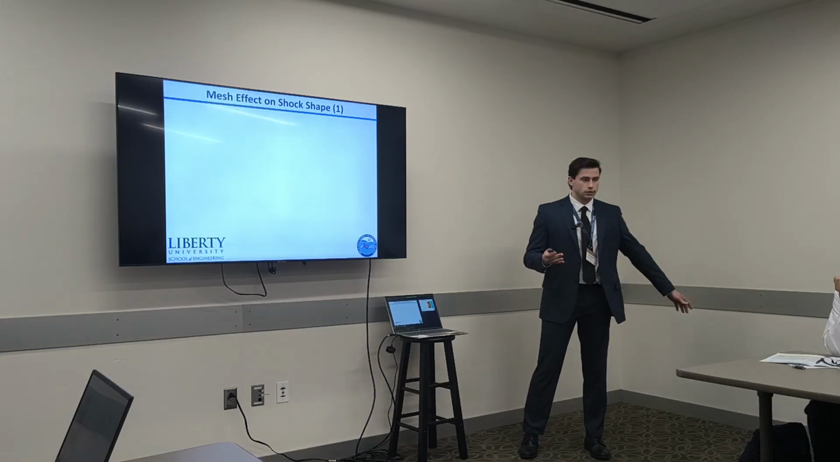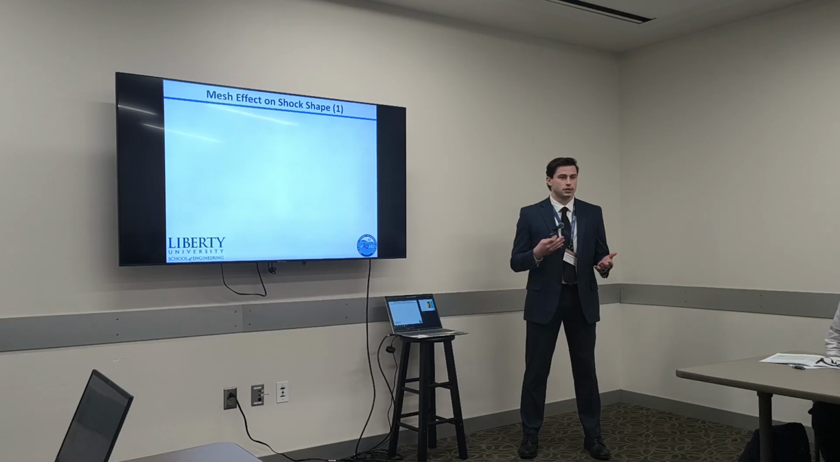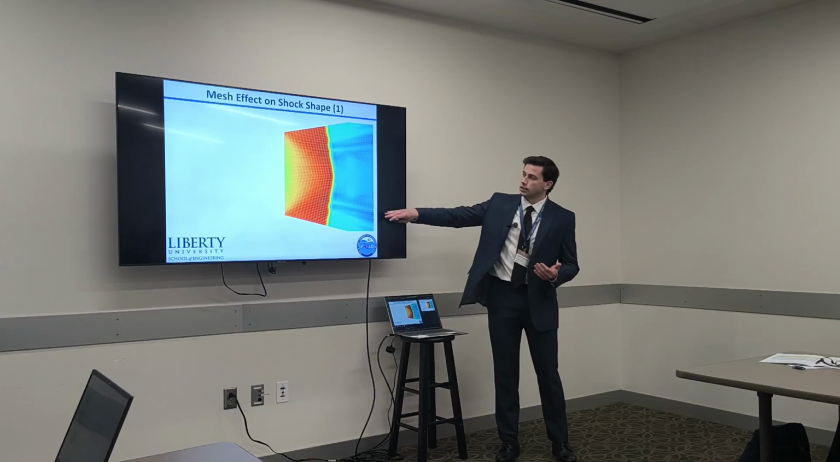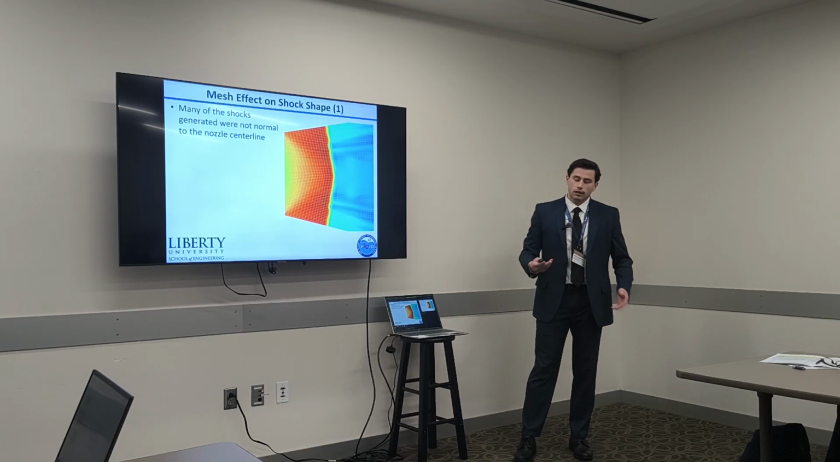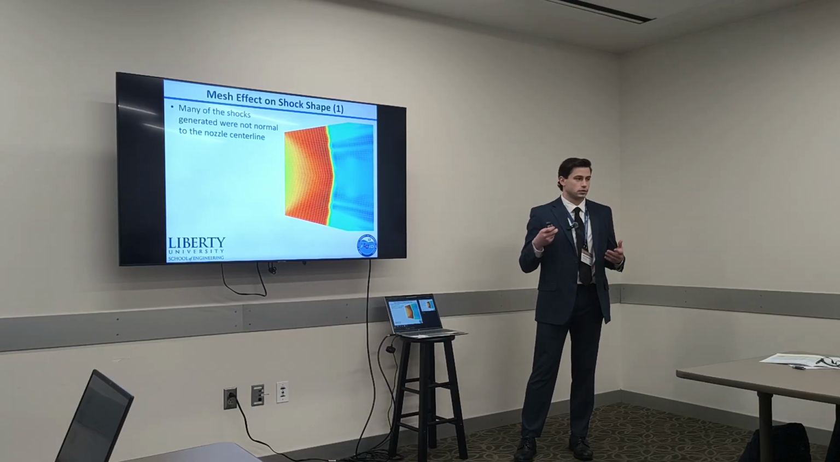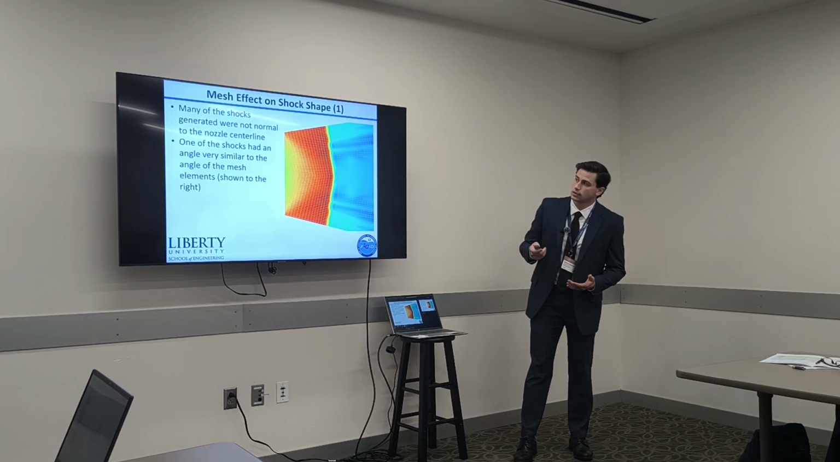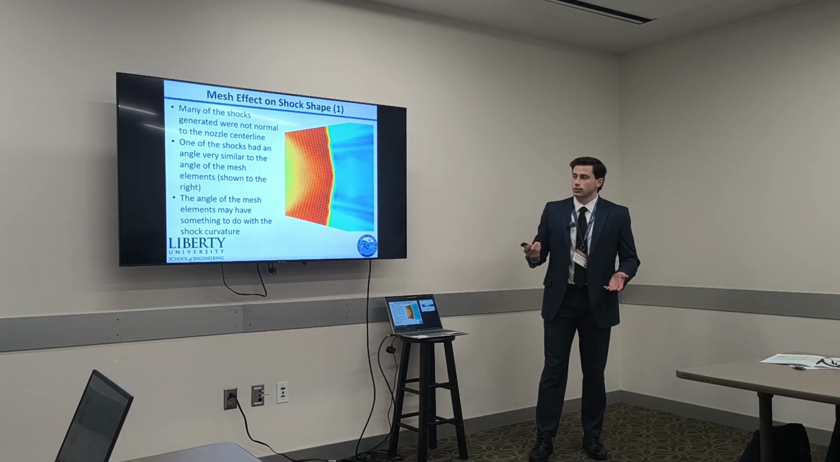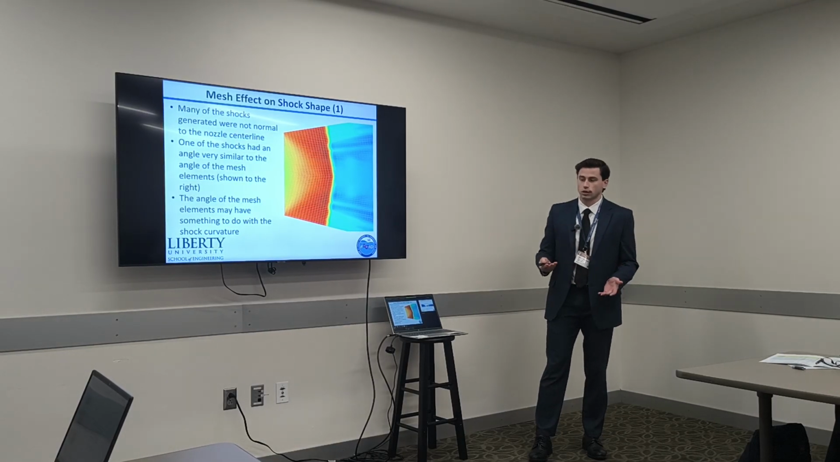So this is an interesting effect that we were having trouble with testing these different meshes. We were noticing that the different meshes affected the shock shape. So here you can kind of see the meshes outlined over this contour plot. You've got your shock positioned here, and a lot of the shocks, as this one is not, were not normal to the nozzle center line, which is how the behavior would typically act. And in this case, you can see that the shock kind of follows the angle of the mesh elements. And this would suggest that the angle of the mesh elements has something to do with the shock curvature.